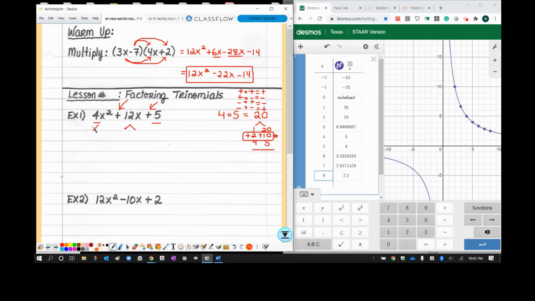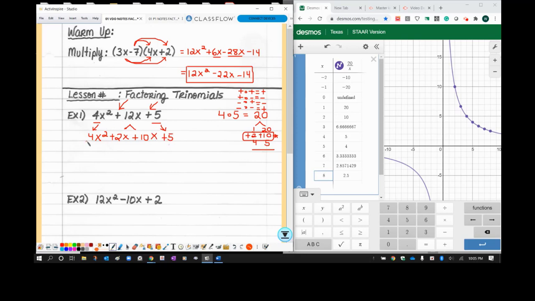These are the two numbers I'm going to use. Basically, I'm going to bring down the 4x squared. I'm going to rewrite 12x using these two numbers, positive 2x and positive 10x. Then I'm going to bring down the 5.